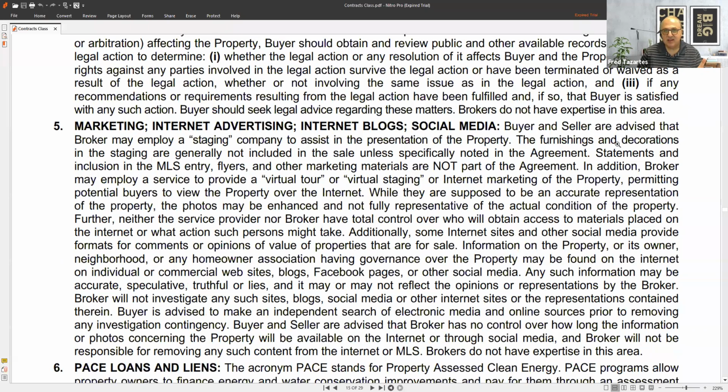Marketing and internet advertising, and internet blogs and social media. Again, this is another big issue. Buyers and sellers need to be advised. Once we put stuff out there, we have no control over where the pictures are. Zillow still shows stuff as active that we sold 2 years ago. We get calls from buyers saying, hey, my property's on the internet. There's pictures out there. I'd like you to take them down. We really don't have control of that. Once it's out there, and they just have to understand that.